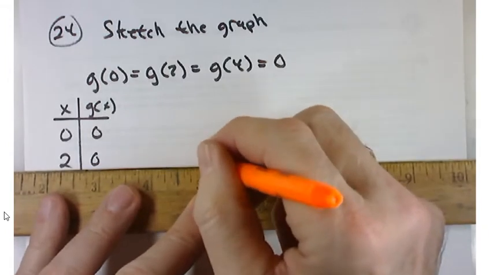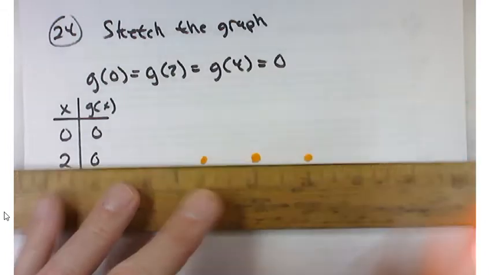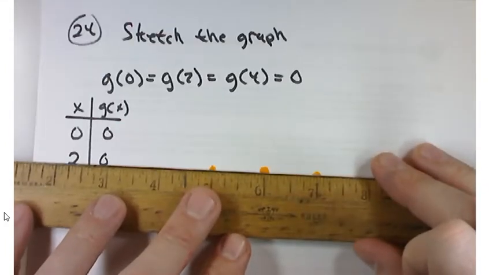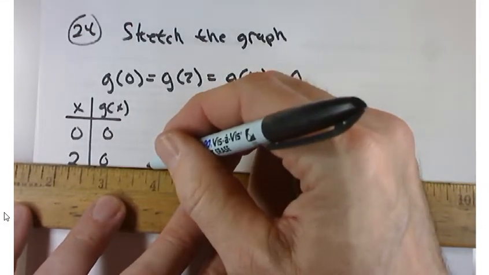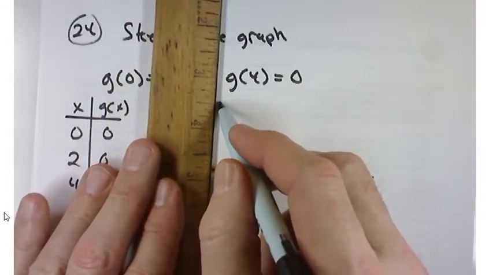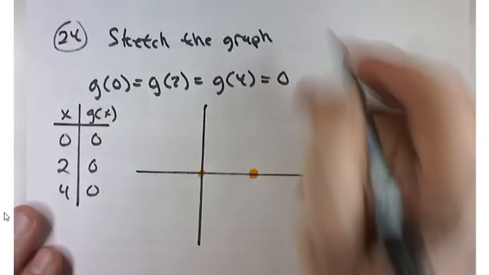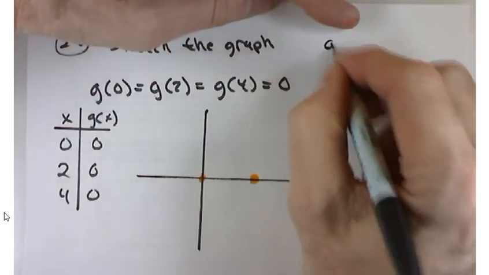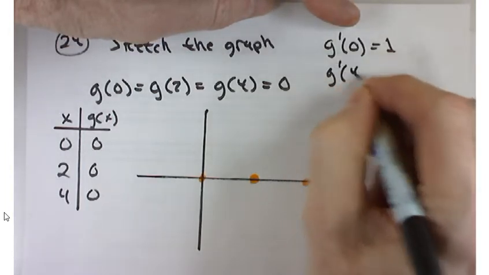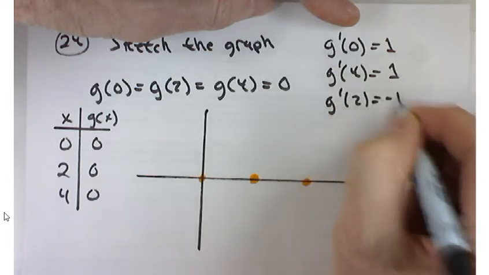Let me draw in 3 such points. 1, 2, 3. We'll try and draw ourselves a function that matches some of this. Now I've got to give you some more information here. Like they talk about the derivatives. So the extra information there is that g prime of 0 is 1, g prime of 4 is 1, and g prime of 2 is negative 1.